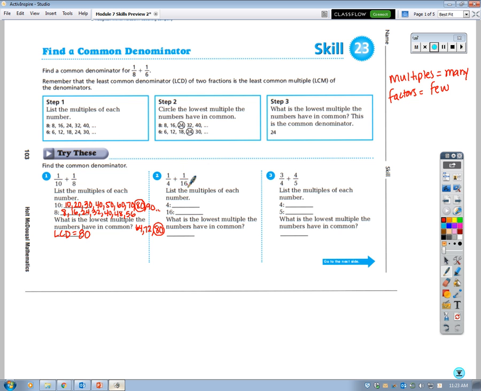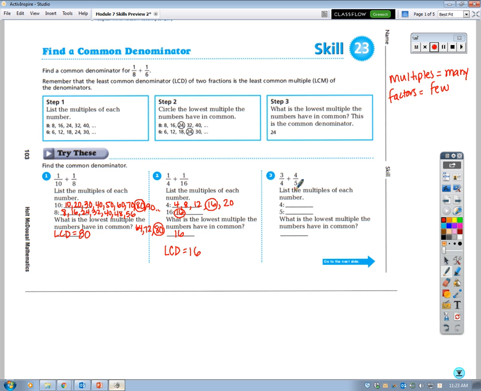We're going to move on to number 2, where we have 1/4 and 1/16. The first thing we do is list the multiples of each number. 4 would be 4, 8, 12, 16, 20. Now I can just stop right here because I know that a multiple of 16 is 16 itself, and I've already got my least common multiple. My least common multiple is 16, which also means my least common denominator is 16. And again, we're not solving, that's just going to give you your new denominator.